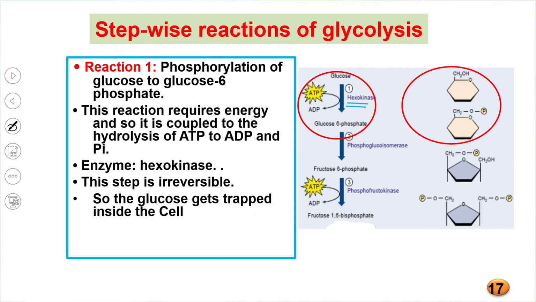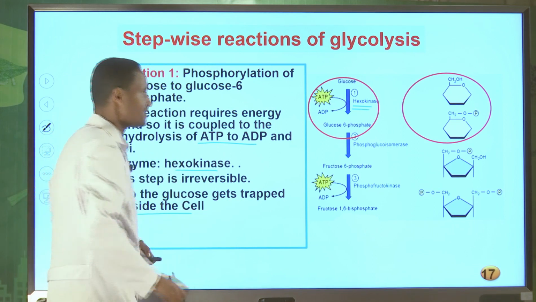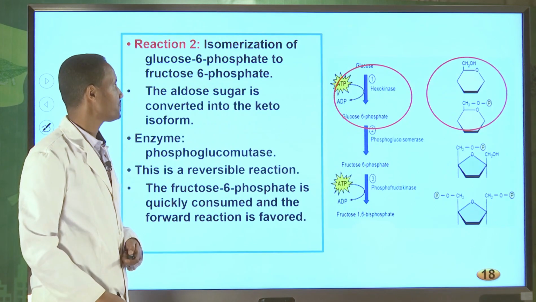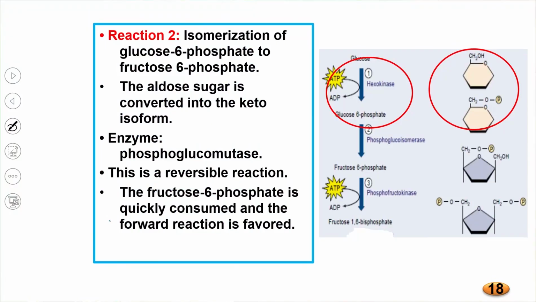This reaction requires energy, and so it is coupled to the hydrolysis of ATP to ADP. Then the enzyme hexokinase can catalyze this reaction. So glucose gets trapped inside the cell in reaction 1. In reaction 2, isomerization can take place.